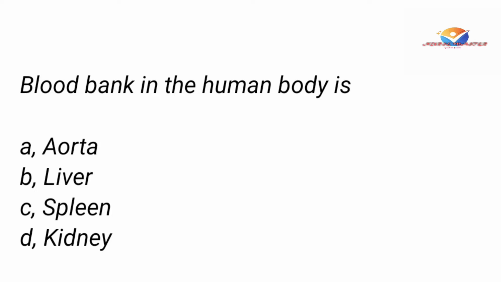Blood bank in the human body is option A, aorta. Option B, liver. Option C, spleen. Option D, kidney. The answer is option C, spleen.